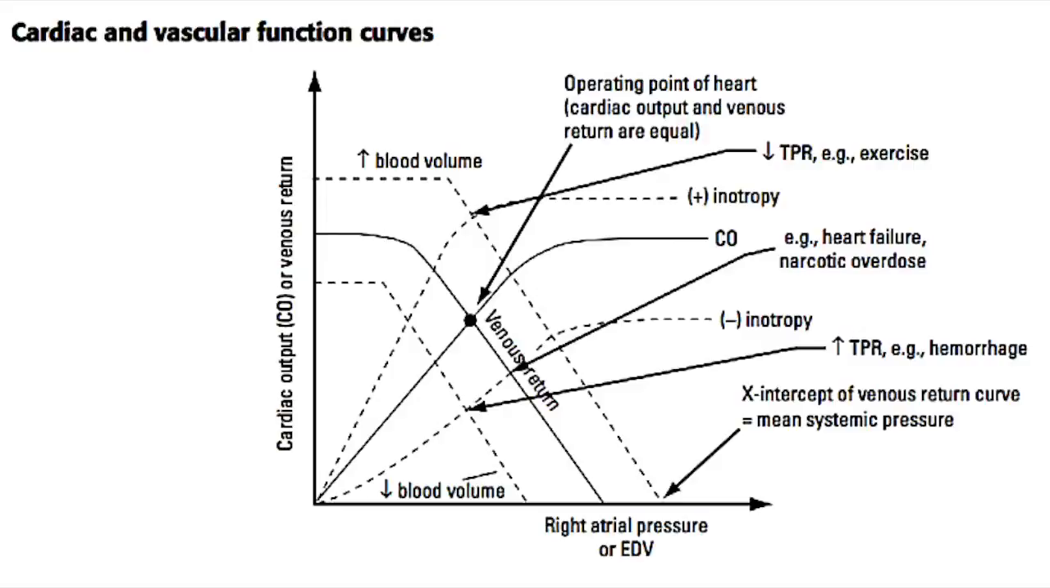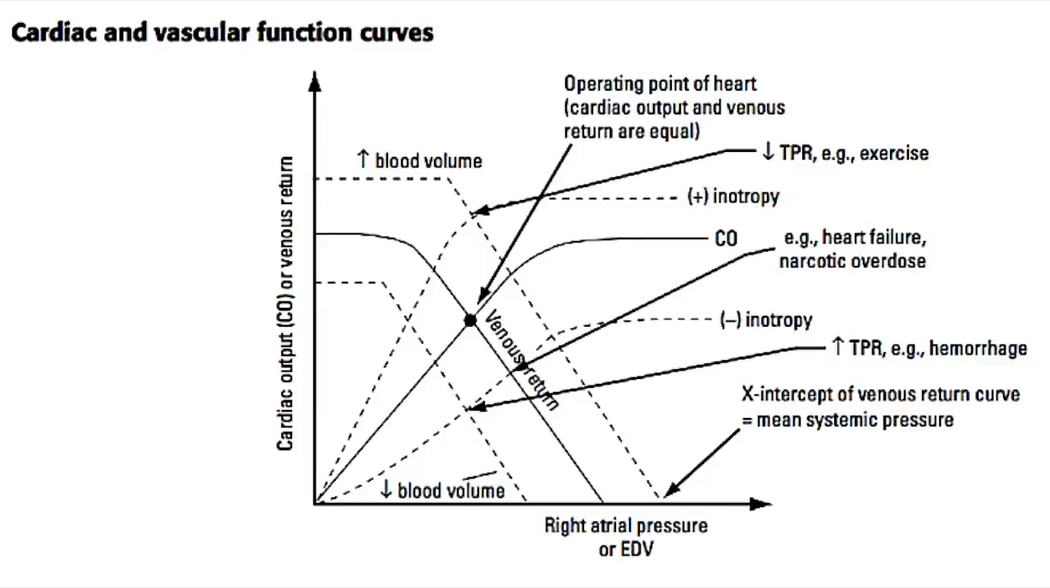This curve represents cardiac output and how cardiac output increases as left ventricular end diastolic volume increases as well. And this is a representation of the ability of the heart to increase cardiac output as preload increases. So this is a way for the body to correct for increased venous return as an increase in cardiac output.